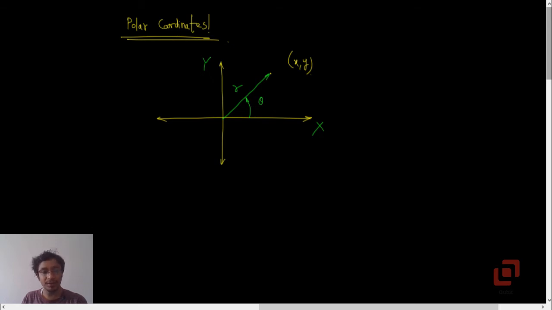So what are the relations connecting r, theta and x, y? r is given by root of x squared plus y squared, and if the point lies in the first quadrant, then theta is given by tan inverse of y upon x. Basically the argument of any complex number is this angle theta, and the modulus of any complex number is this real number r. So this is what we talk about in the Argand diagram.